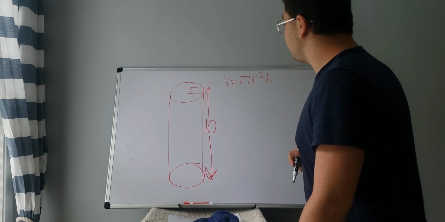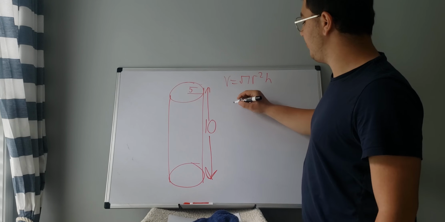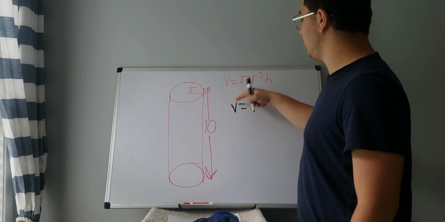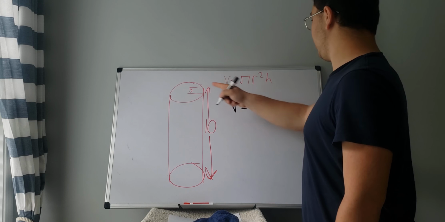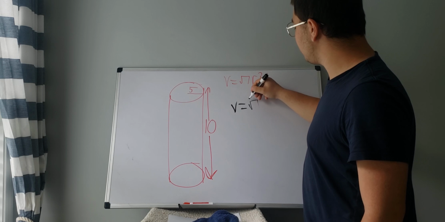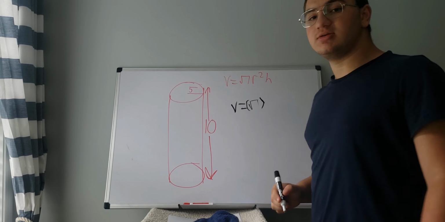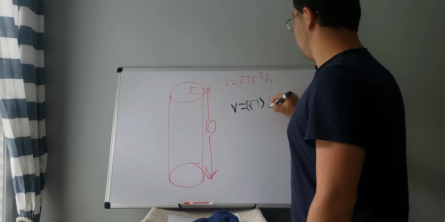Okay, so let's plug in the numbers in our formula. So we have V equals pi r squared. Our radius is 5. Let's just put these in parentheses. Always remember that when you're plugging in numbers in a formula, it is always good to put it in parentheses because it helps you out. I prefer this. I actually recommend this.